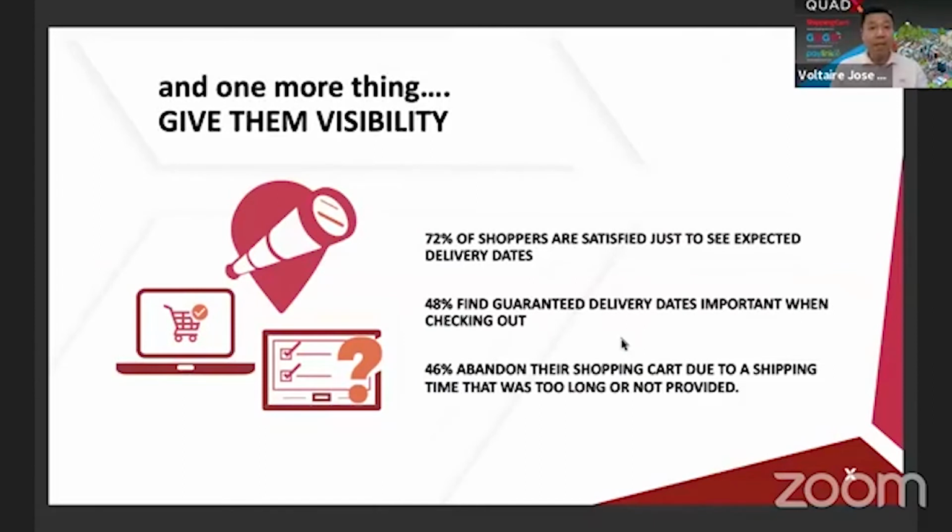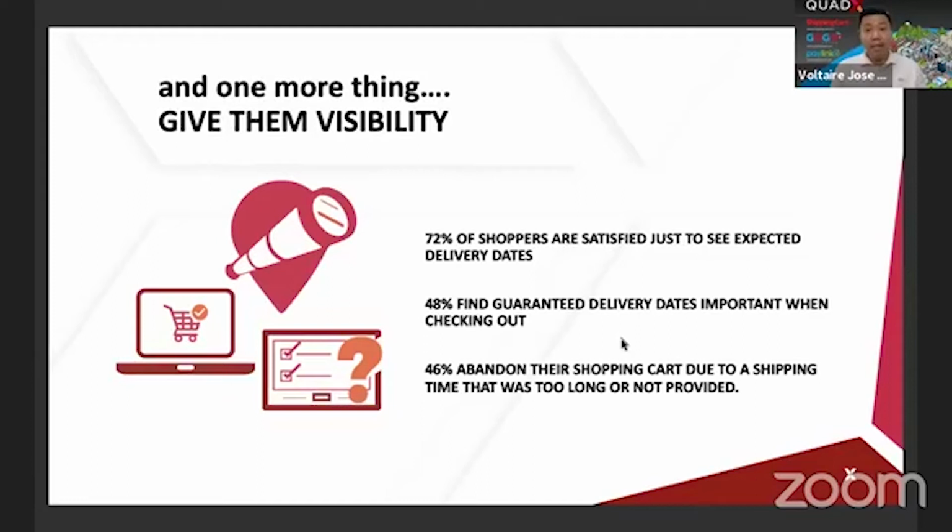And one more thing about visibility. You have to give them visibility. When you mix all this up, you have to make sure that both you and your buyers have the visibility once the product leaves your hands. Because according to the data, 72% of shoppers are satisfied just to see expected delivery dates. Like buy now and then just get this after 2 days or the exact date.